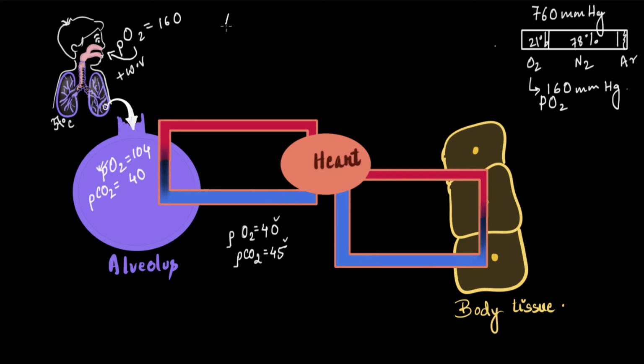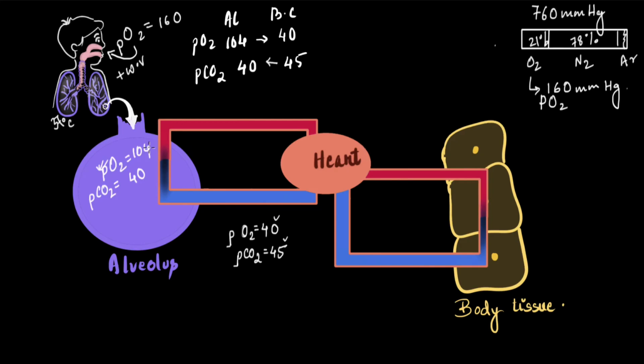So oxygen in the alveolus is 104. In the blood capillaries, it is 40. So the oxygen will move from the alveolus to the blood capillaries, right? PO2. And for carbon dioxide, in the alveolus, it is just 40, but in the blood capillaries, it is 45. So the carbon dioxide will move in the opposite direction. It will move from the blood capillaries to the alveolus, right?